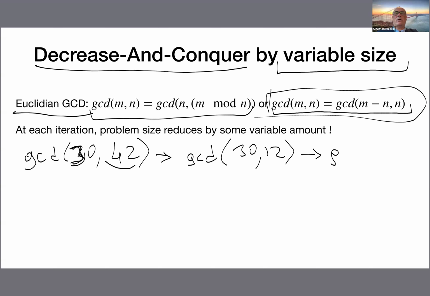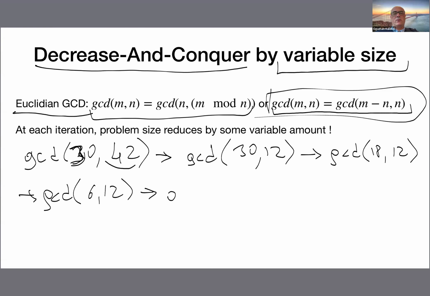And then this will go out to be GCD of 18 by 12, right? And this will go GCD of 6 by 12, and this will be GCD of 6 by 0, and once I hit a 0, I stop and I say that the answer is 6.